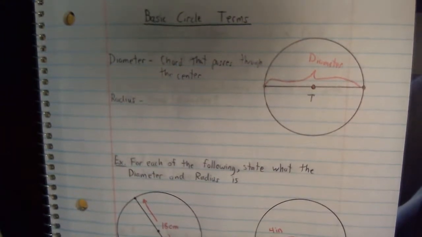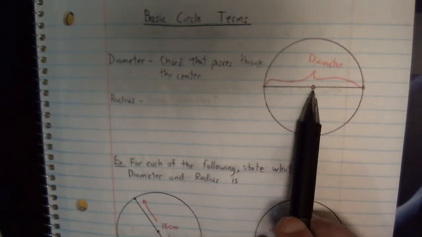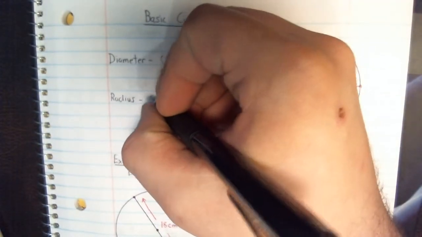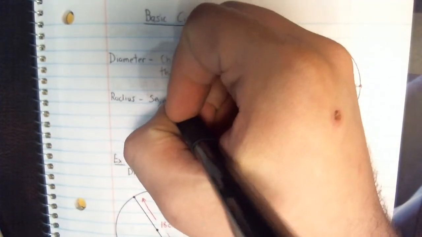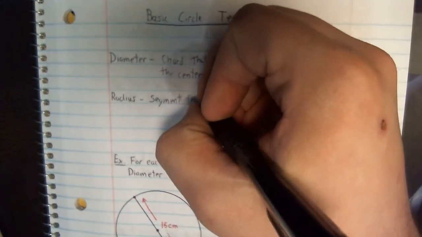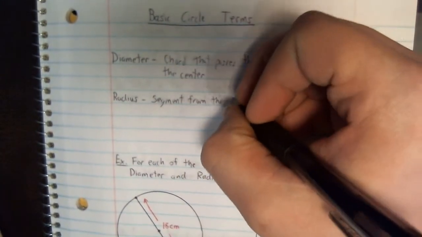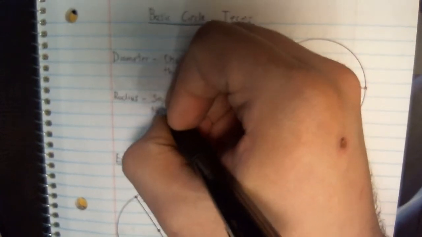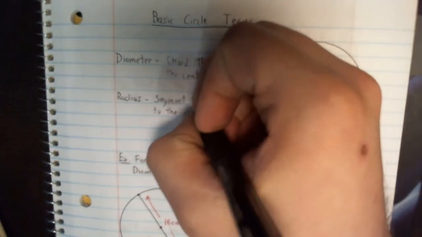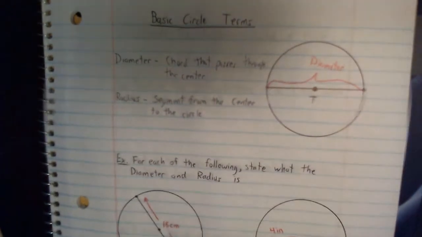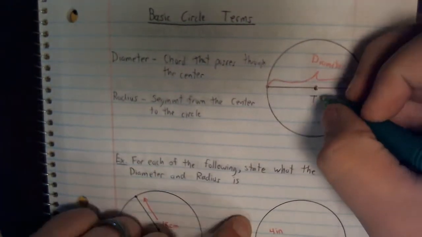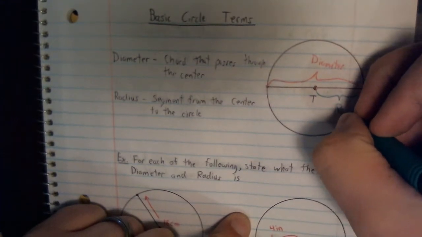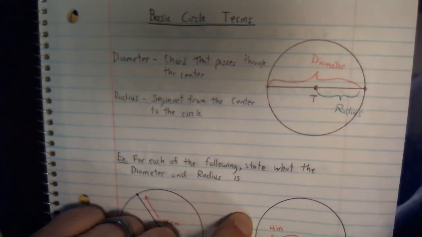Radius goes from the center to the edge of the circle. It is a segment from the center to the edge, or to the circle. Okay, so in this example here, I'm going to highlight this in green. Here would be our radius.